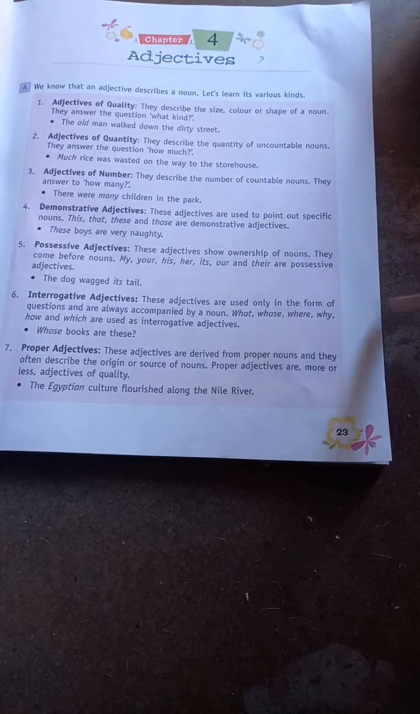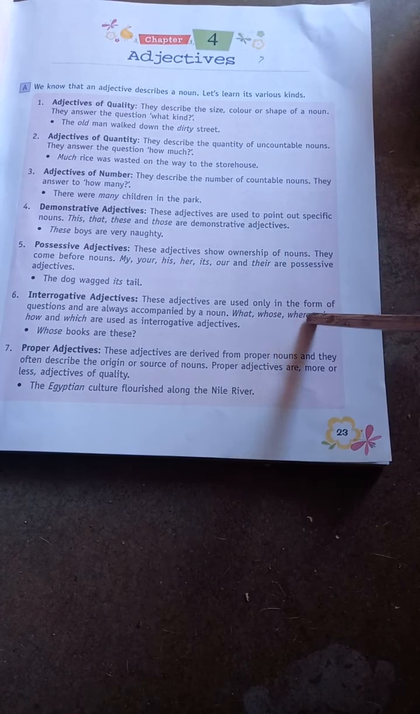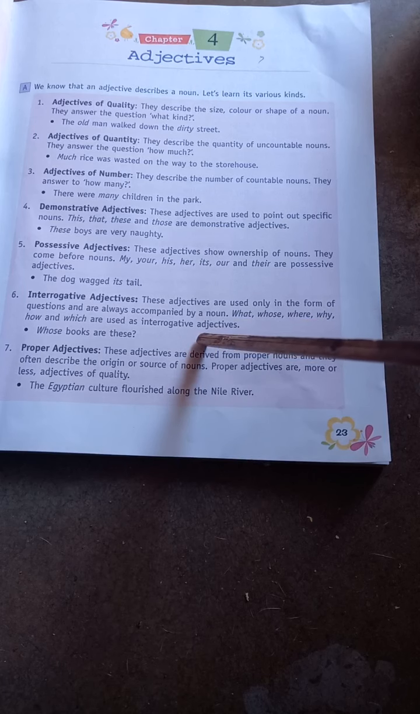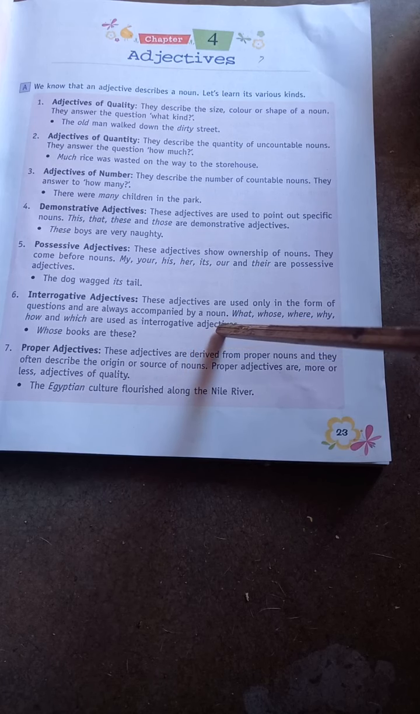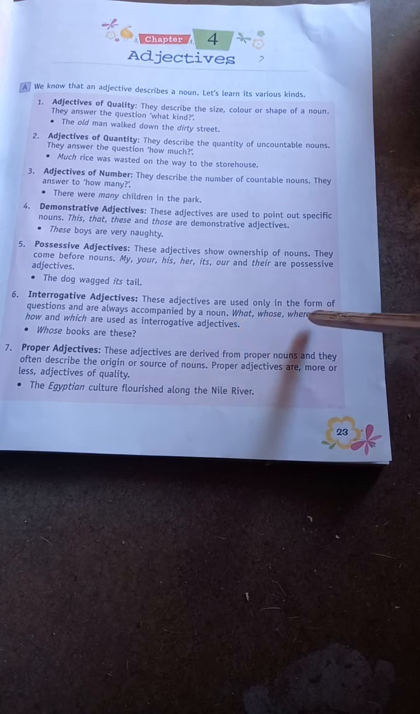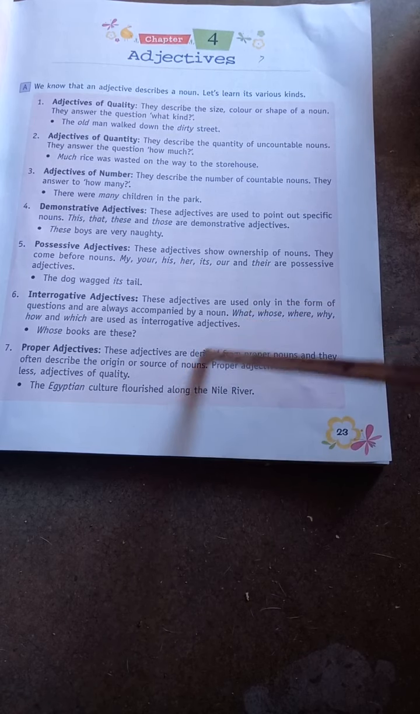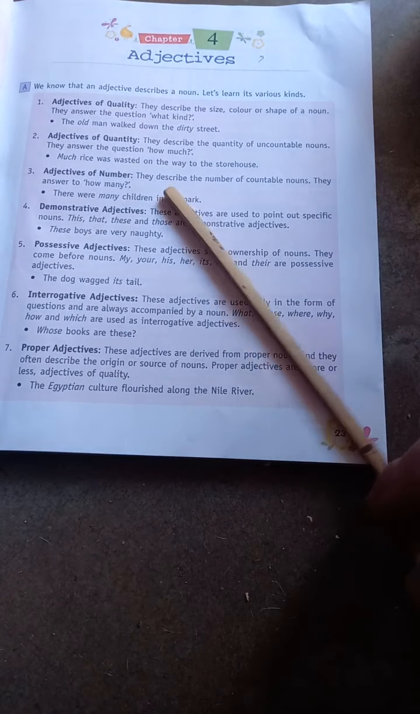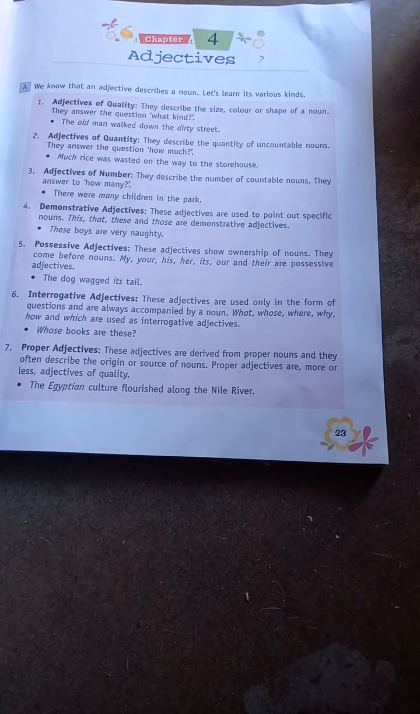My house. Now interrogative adjectives are used only in the form of questions and are always accompanied by a noun: what, whose, where, why, how and which. Okay, now what, whose, where, when we start the sentence with these words, the sentence is changed into interrogative adjective.